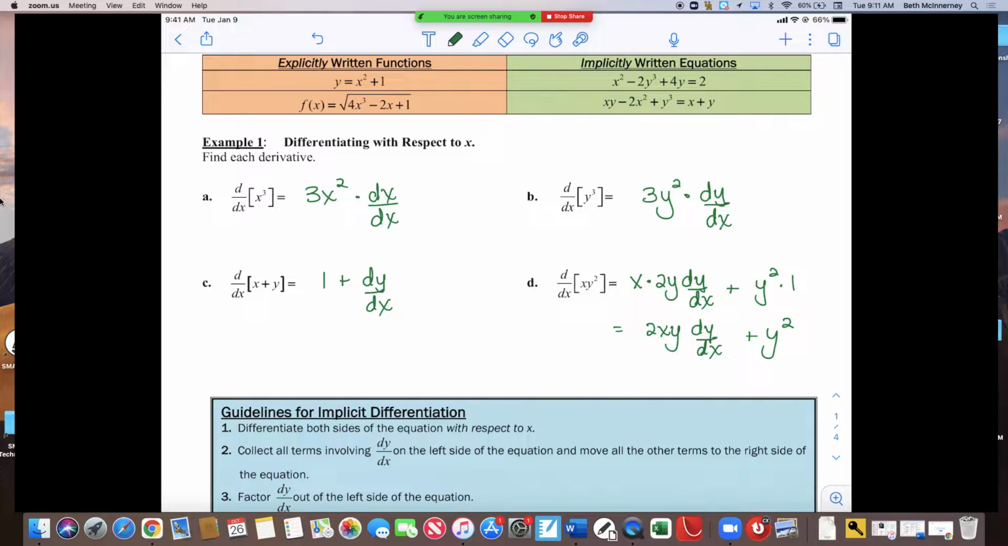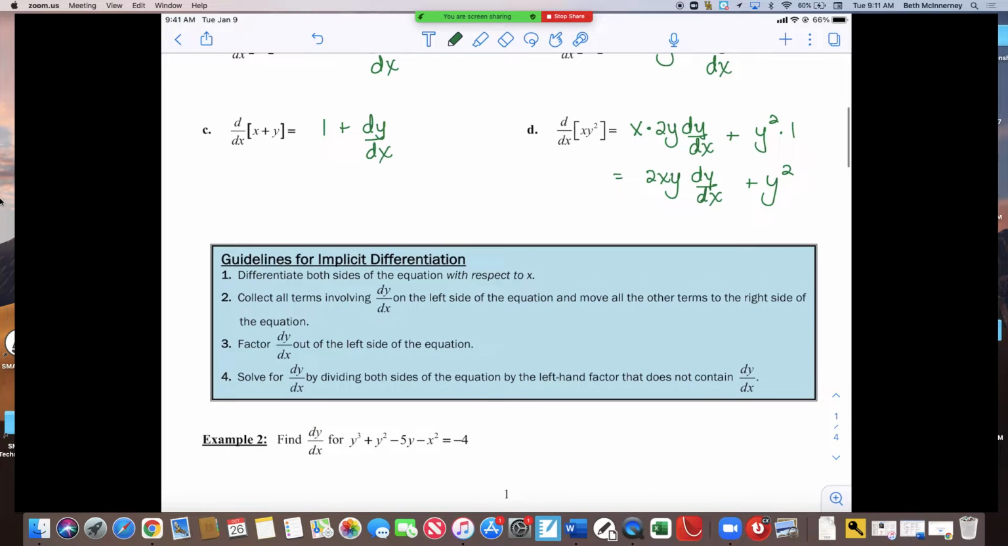And I don't know why it is, but I just love doing implicit differentiation. I just find it super fun.